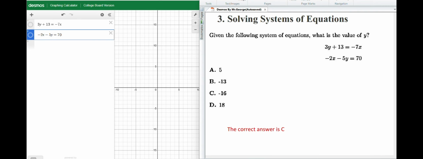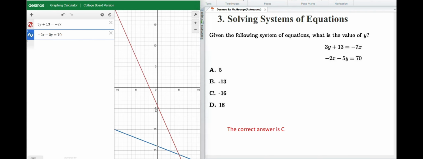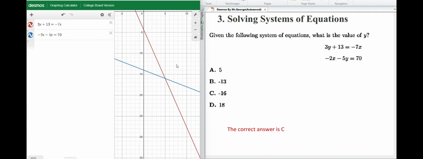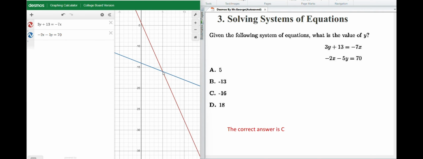We can also use Desmos to find a solution for a system of equations. We have these two equations right here, and it's asking us for the value of y. Of course, the intersection will give us x and y, but we need the value of y only. So you type in the equation, and you get one graph, the red one over here, then the other equation, and you get the blue graph. Then you move it around to see the point of intersection. Over here, you get 5 and negative 16. 5 is for the x and negative 16 is for the y. So your choice C is the correct answer.